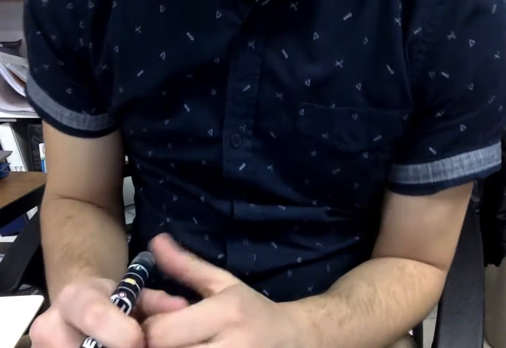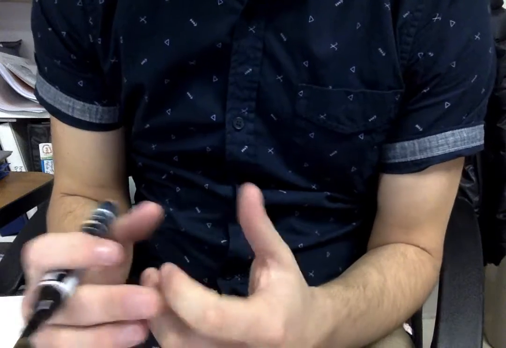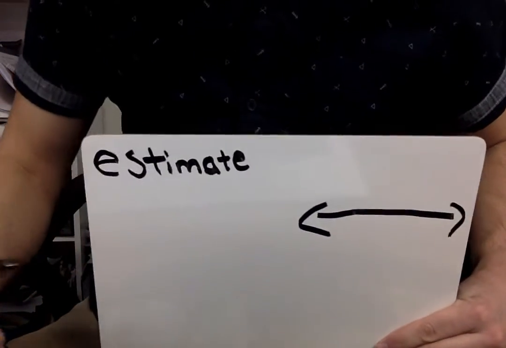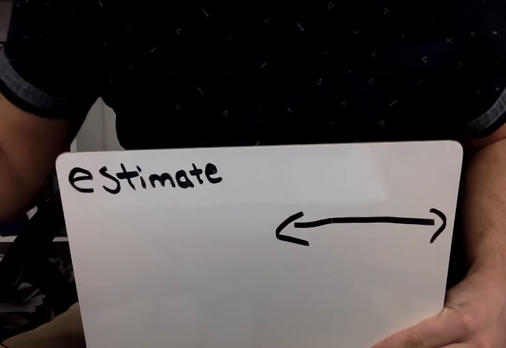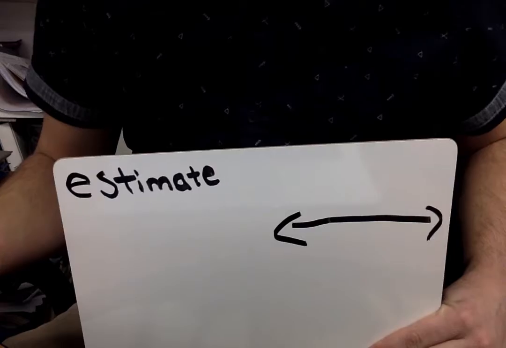So our learning target for today is I can estimate sums and differences using benchmark numbers. There's a lot of important words in that learning target. The first is estimate. What does it mean to estimate? Well, it means we're not finding the exact number or the exact answer when we add or subtract.